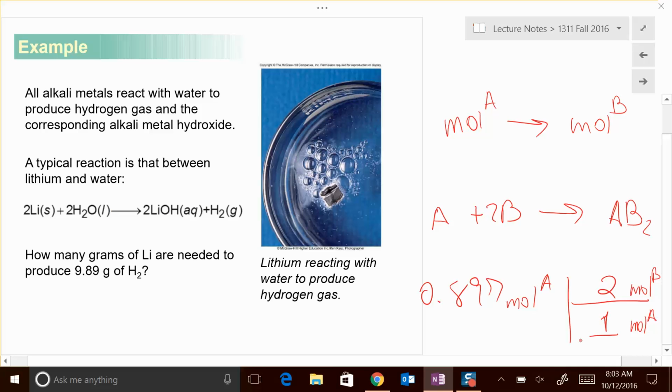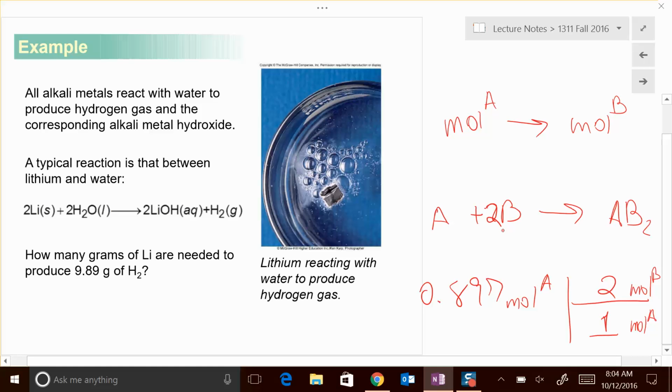But it has to be in moles, because the balance of the equation isn't in grams. It's not 1 gram of A and 2 grams of B. It's 1 mole of A and 2 moles of B. So that's how I would set up my conversion, in moles. So for example, here's a question. How many grams of lithium are needed to produce 9.89 grams of hydrogen, according to this chemical equation?